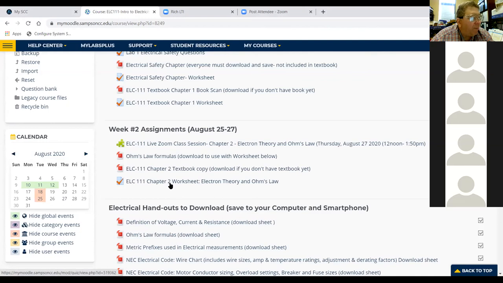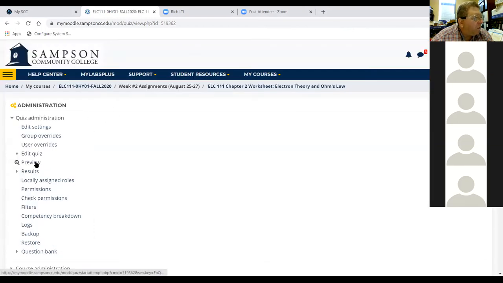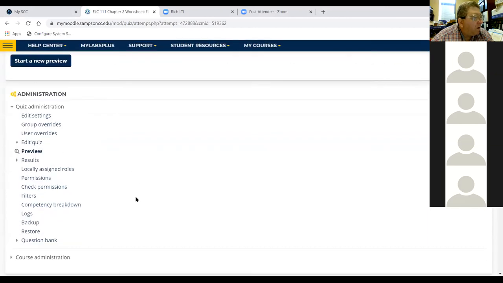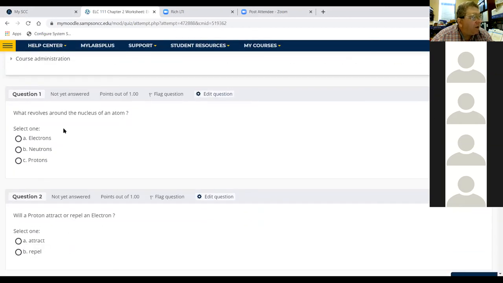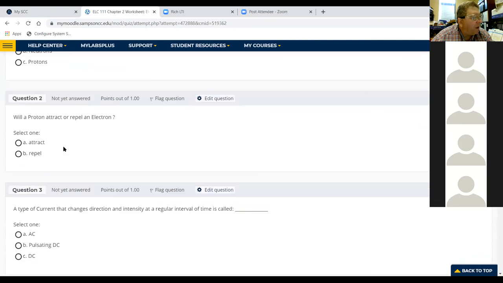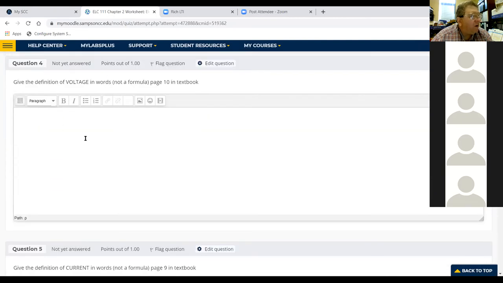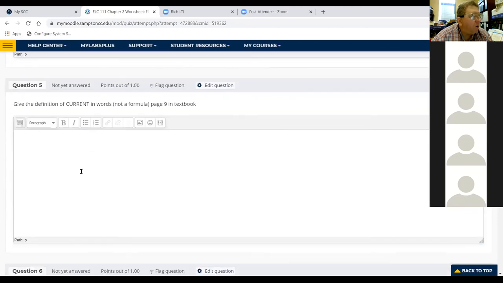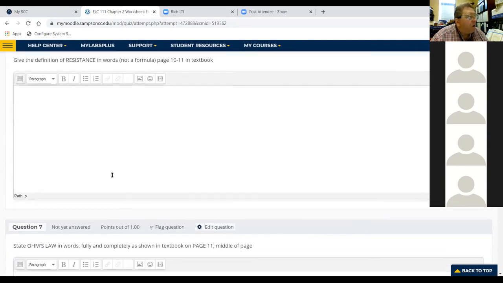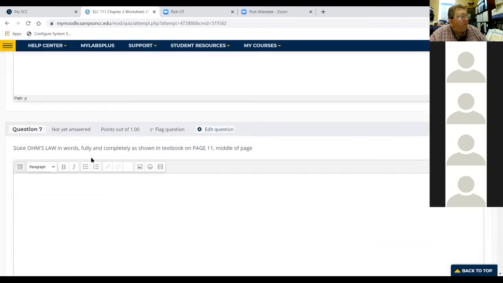Here, the worksheet, I'm going to open it up. I have to hit preview. Then there goes your questions. That's about the atom stuff. And you get down to, you're going to write the definition of voltage. Do you see me going through the worksheet now? Yes.